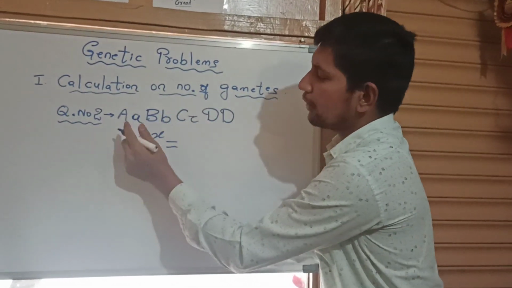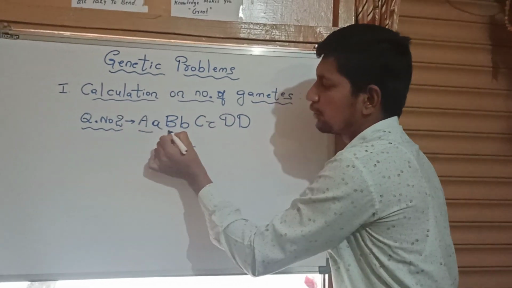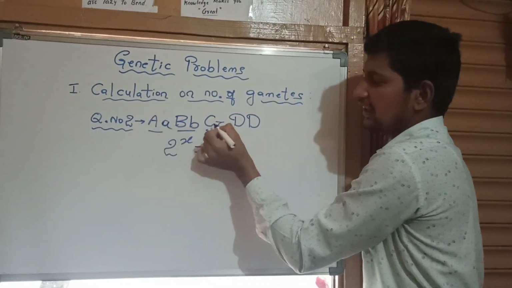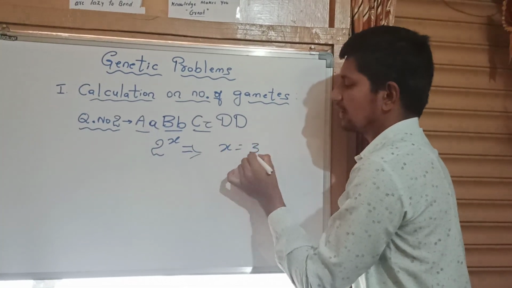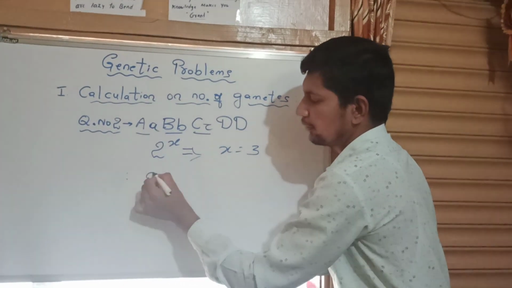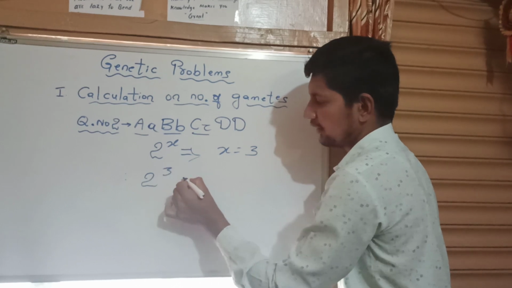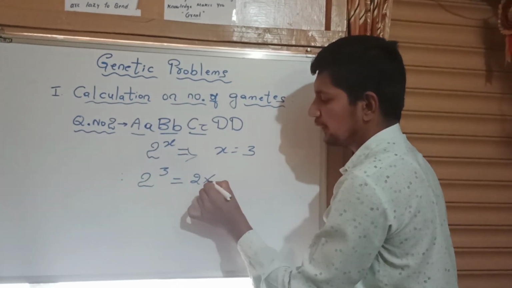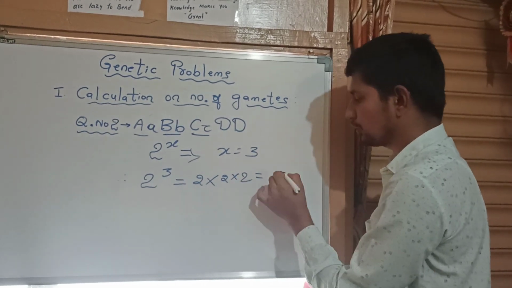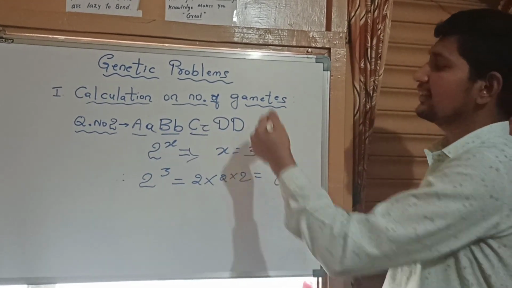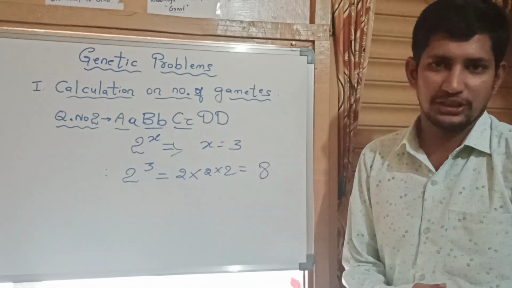In the given problem you can see 1, 2, 3. So these 3 are the heterozygous conditions. Hence x is equal to 3. Now substitute this value. Therefore 2 to the power 3 is nothing but 2 into 2 into 2, so 2 into 2 is 4, 4 into 2 is 8. So in this case 8 gametes are possible.